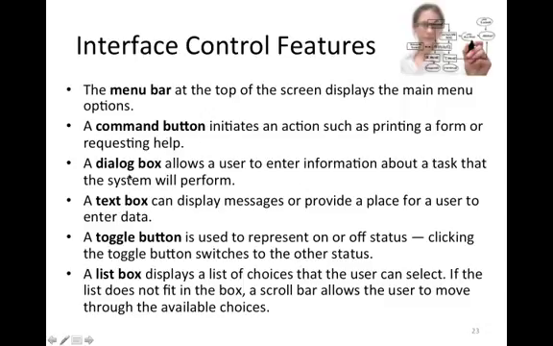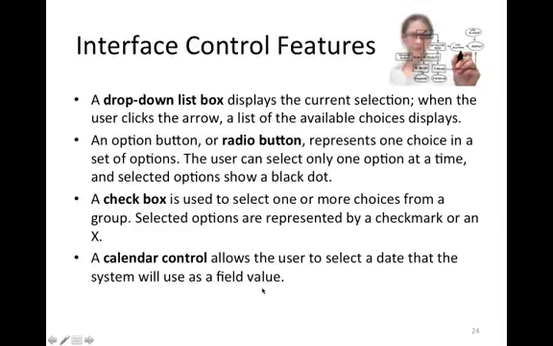Command button we talked about. A dialog box allows people to enter information. A text box allows people to type in data. That toggle is the on and off button. And a list box allows a list of choices. A drop-down box list displays the current selection, and then you can click on it and change it. The radio button.